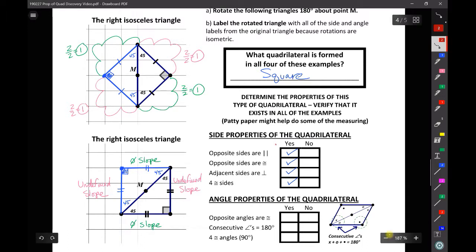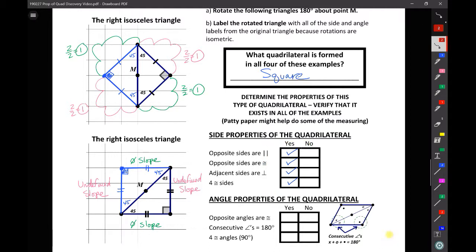So in this case, we've got the home run right here. The side properties, all of them are yeses. Opposite sides are parallel. We've verified that with our slopes. As you can see here, opposite sides are congruent. We get that from our congruency markings all the way around our shape. Our adjacent sides are perpendicular. We don't even need to measure those because we see 45 plus 45 is 90, and we have the 90 markers here. And of course, we have our 4 congruent sides. So in this case, all our side properties are yes.